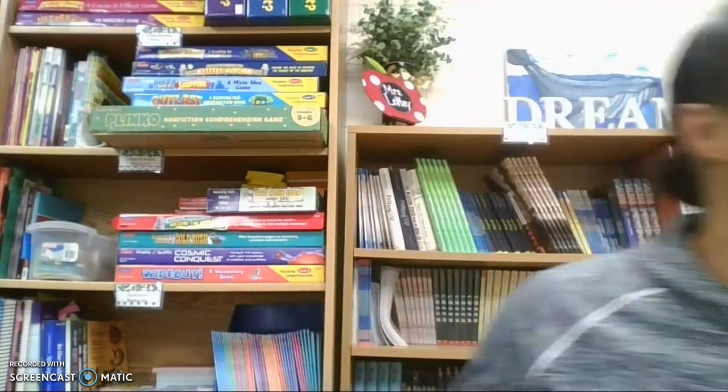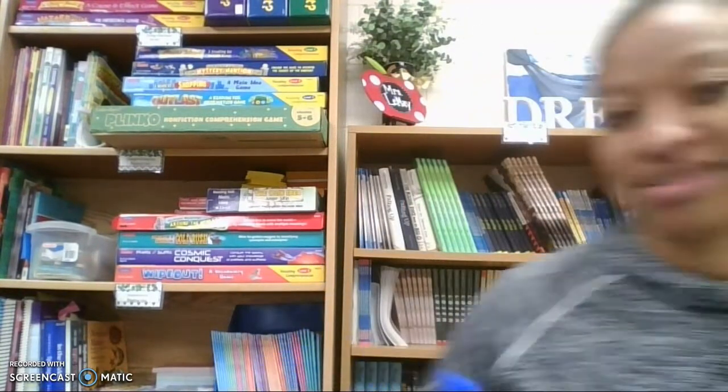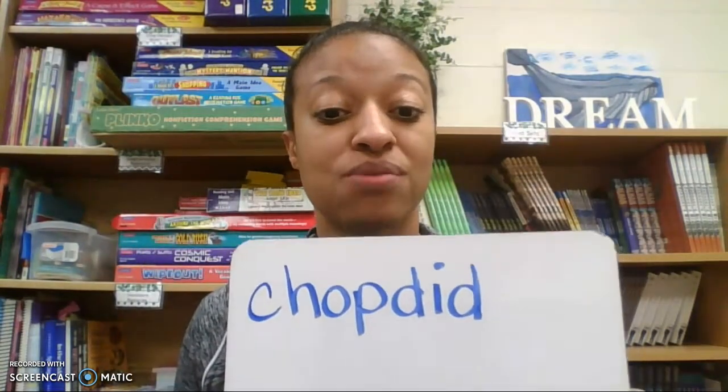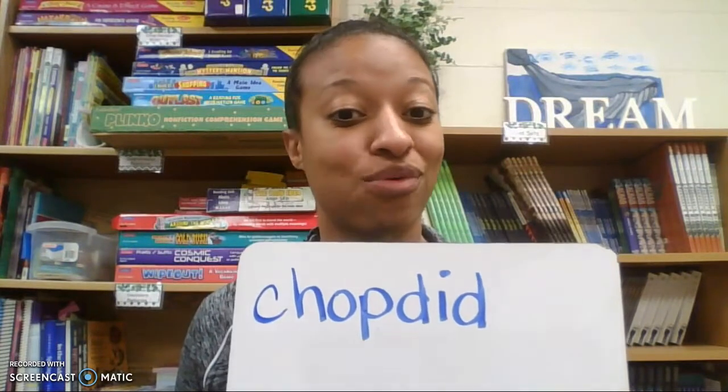Okay, let me grab my board. Okay, your first word is chop-did. Make sure your word is spelled correctly. I would like you to see if you can mark the vowels and divide your word before I do. Go.